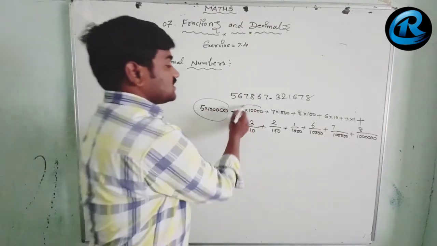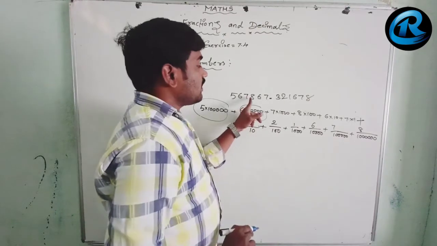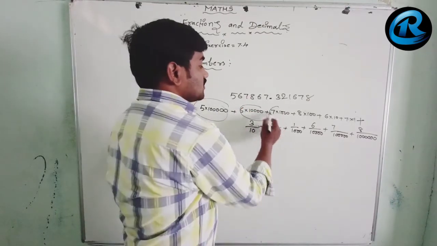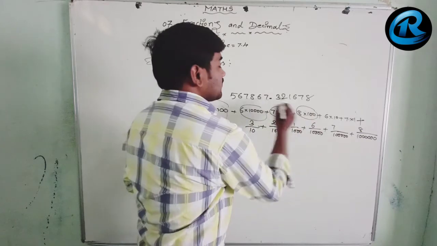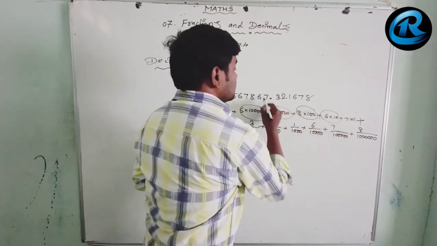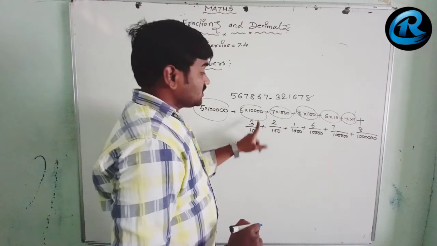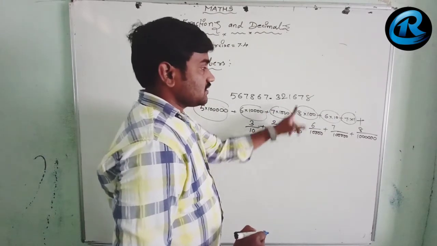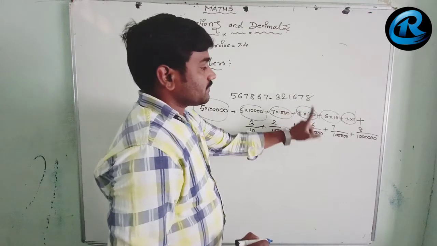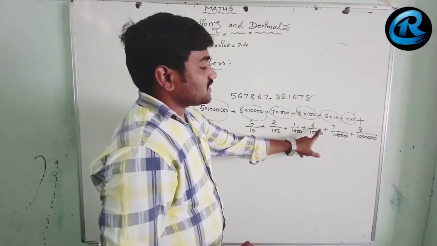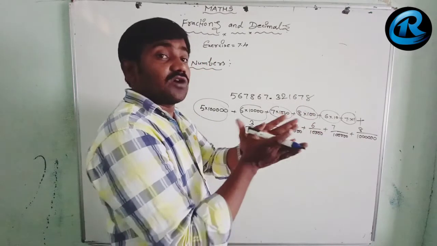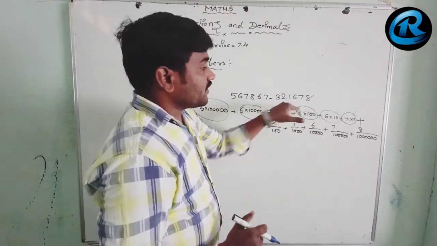Lakhs place, it is 6 in 10,000 place, and 7 in thousands place, 8 in hundreds place, 6 in tens place, 7 in ones place. This is 3 in tens place, hundreds place, 1000s place, and it is 10,000s place. That means 10,000 of the part. That means when you divide that.